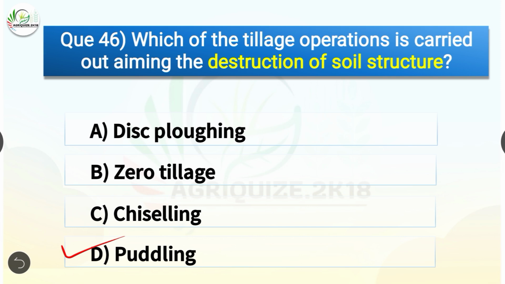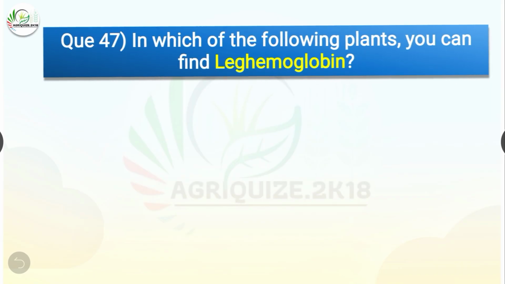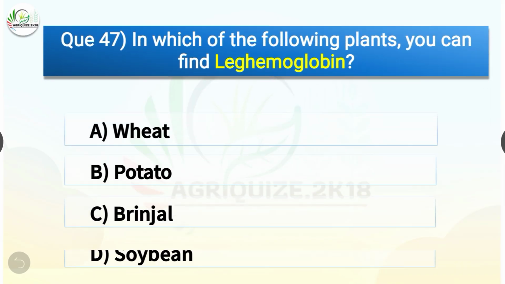Question number 47. In which of the following plants can you find leghemoglobin? The options are wheat, potato, brinjal, or soybean. The correct answer is option D, soybean. So in the soybean plant you can find leghemoglobin.